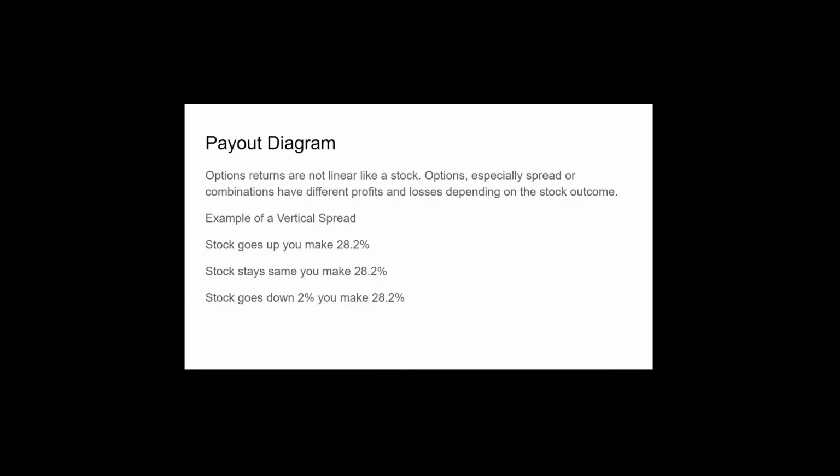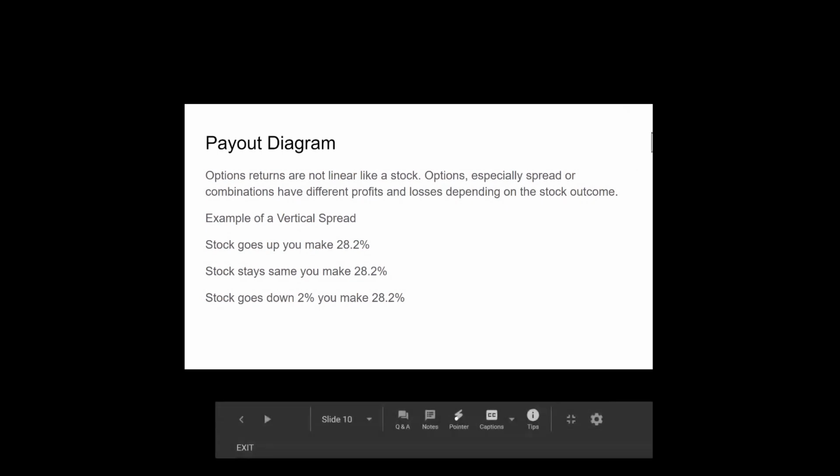With options, it's not exactly like that, especially when you do spreads, because you could make money based on a range of prices. If it goes up, you could make money, and I'm going to show you an example where you make 28%. If the stock stays the same, you can make 28%, and if the stock even goes down a little bit, in this example, you could still make 28%. And sometimes you could even lose a little bit if it goes down, but if it goes down really a lot, you could make a lot. So let's look at those types of examples. Let me switch it back now to our screen.